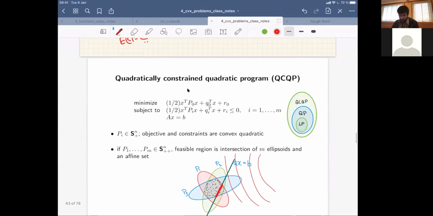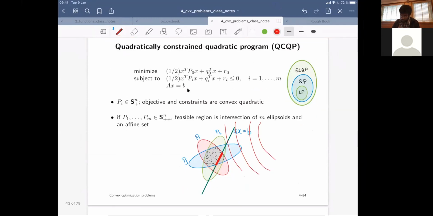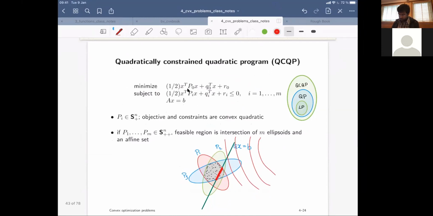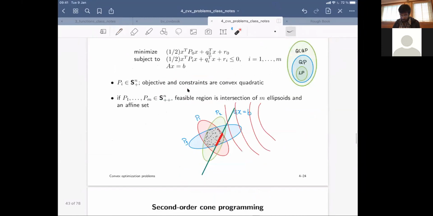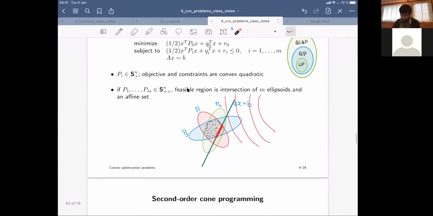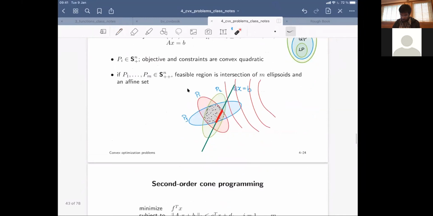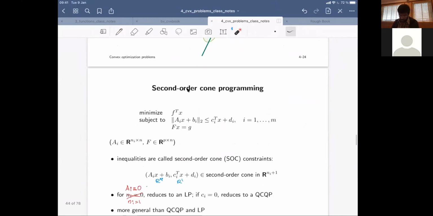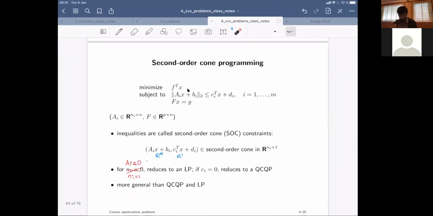Yeah, so we saw what is a QCQP, right? That is a quadratic program, an extended or more generalized version, where we have a quadratic term in the constraints also. So we saw what the feasible region is in that case. Now let's move to a more generalized version: second order cone programming.